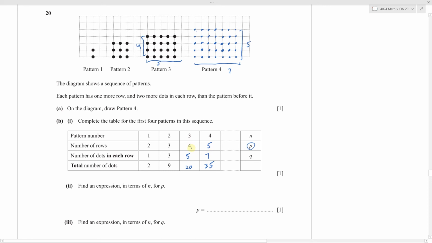So each time your number of rows is actually one more, plus 1, plus 1, plus 1. So number of rows is one more than the pattern number. So if you have pattern number n, you plus 1 to get p, which is n plus 1. So in your nth pattern, you will have p rows.